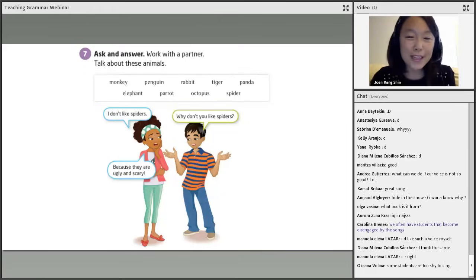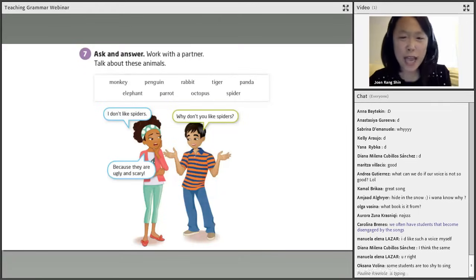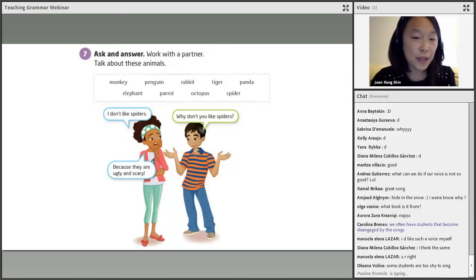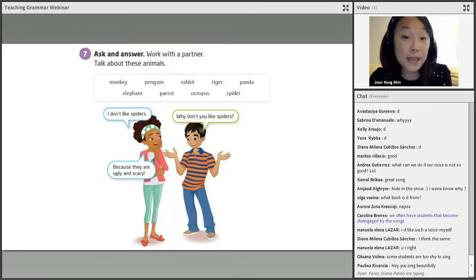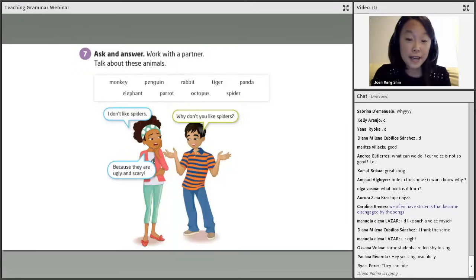So the example is, I don't like spiders. Why don't you like spiders? Because they are ugly and scary. Okay, now maybe your students need some scaffolding. Okay, so take a look.